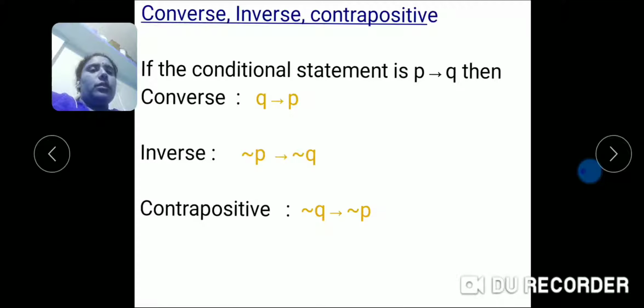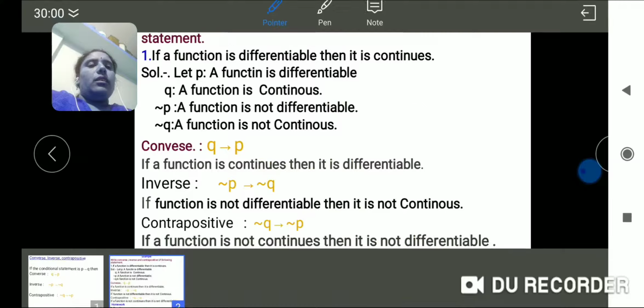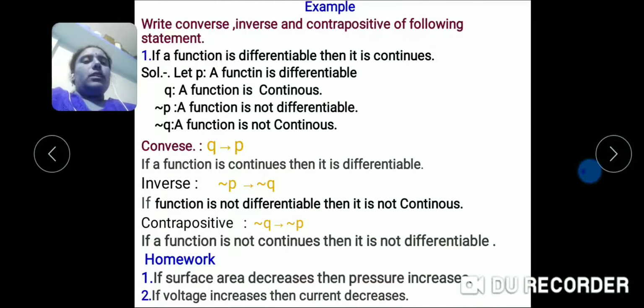Now we have to see the example. Question is, write the converse, inverse and contrapositive of following statement. The statement is, if a function is differentiable, then it is continuous. First we have to write this statement as separate simple statements: P as a function is differentiable and Q as a function is continuous.